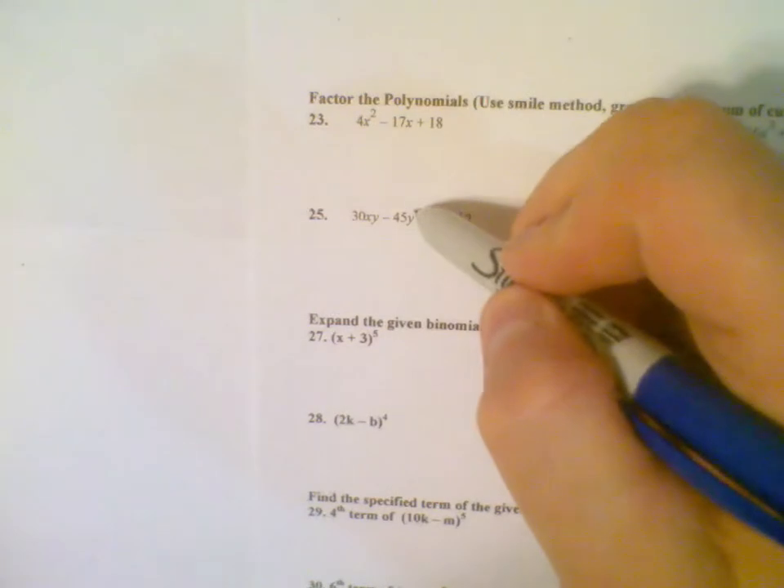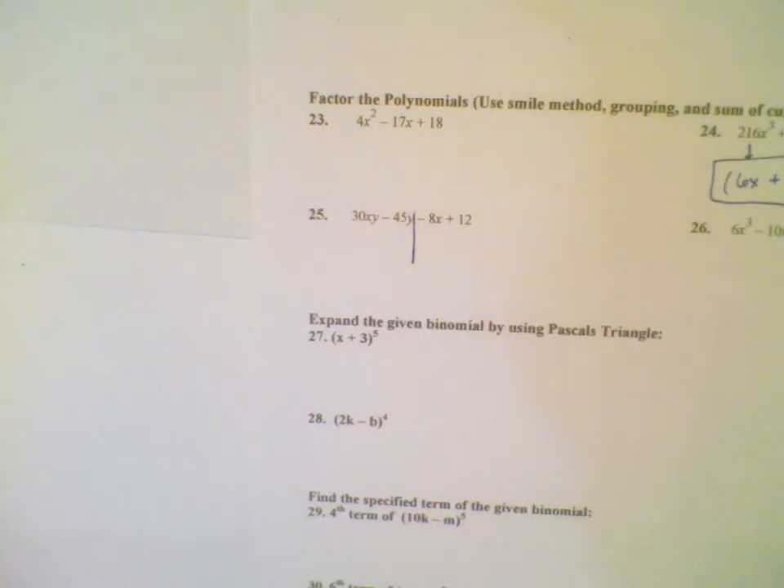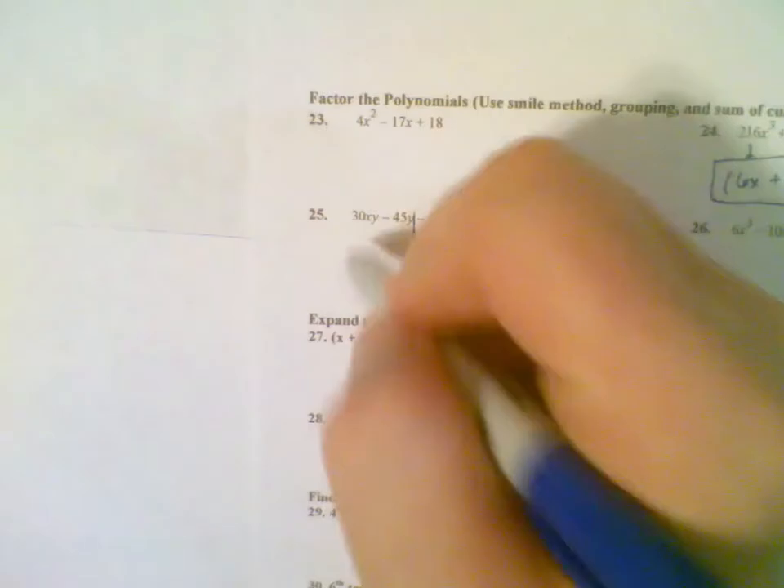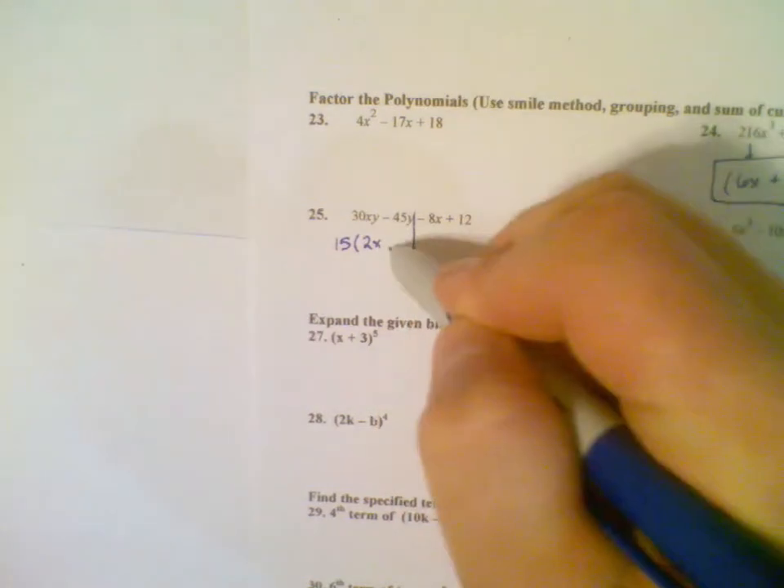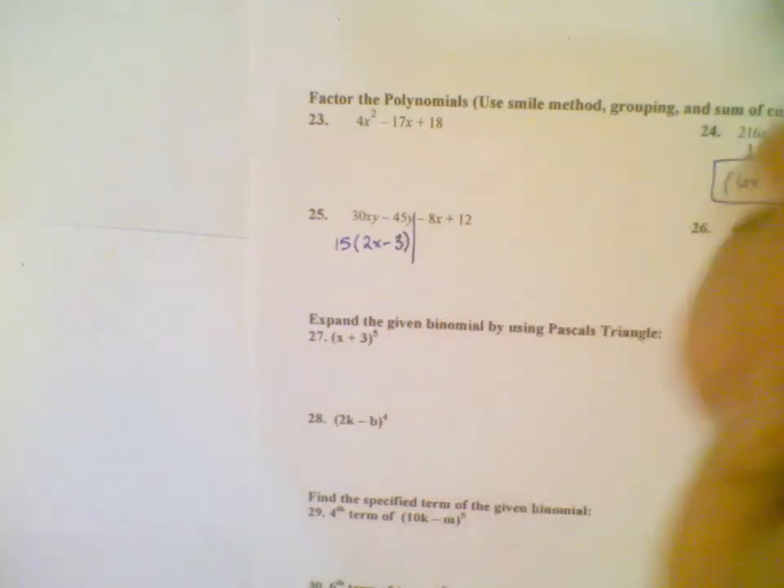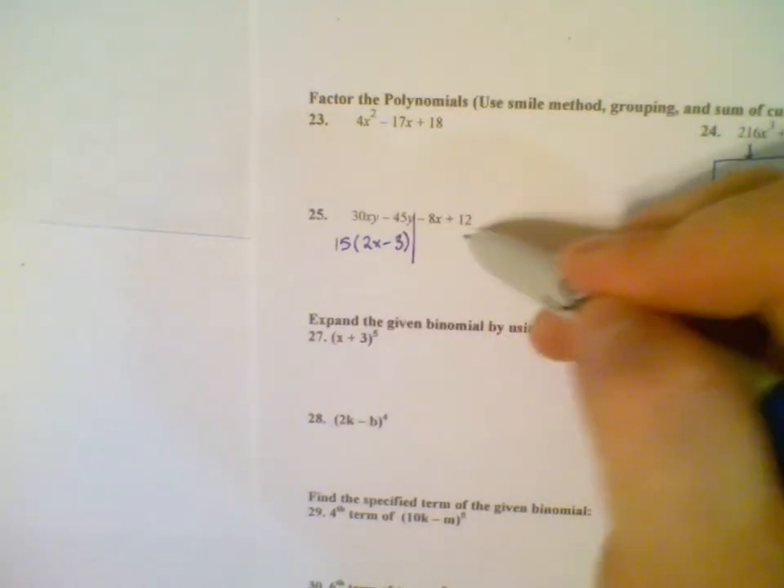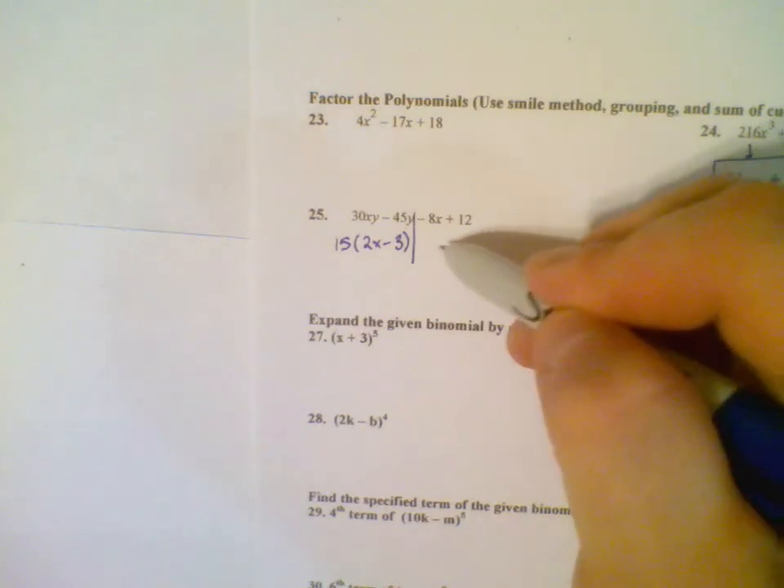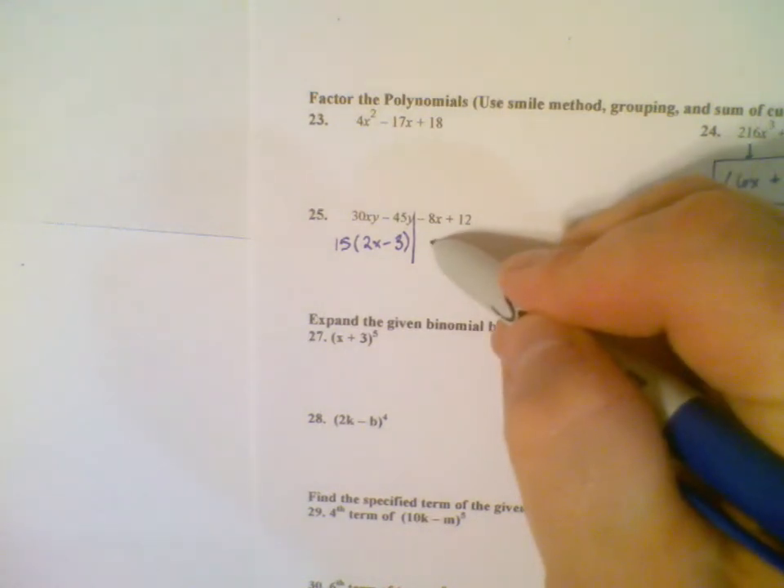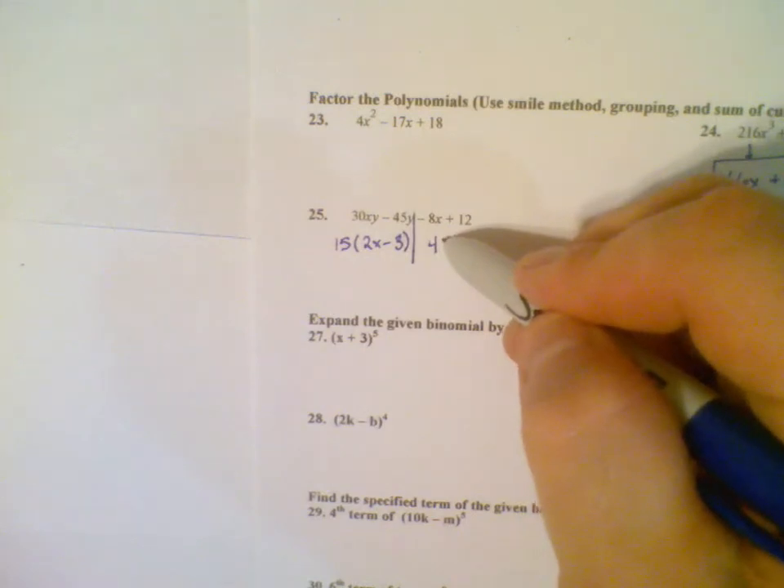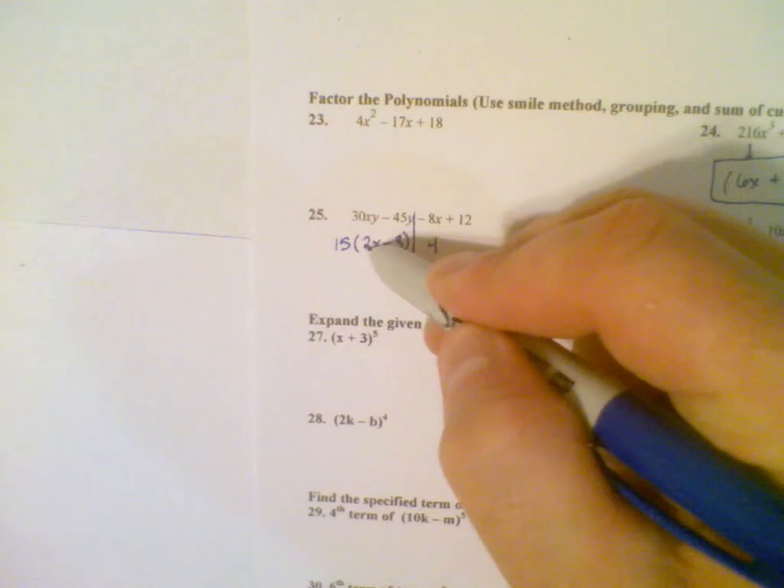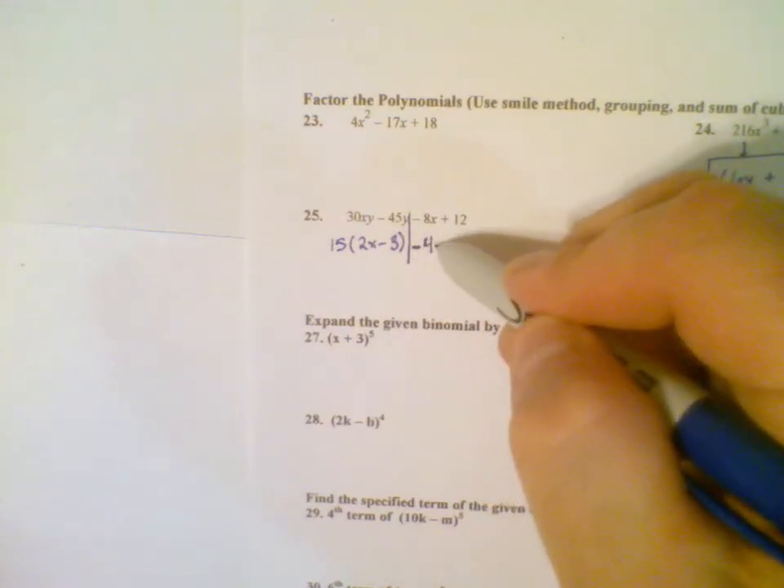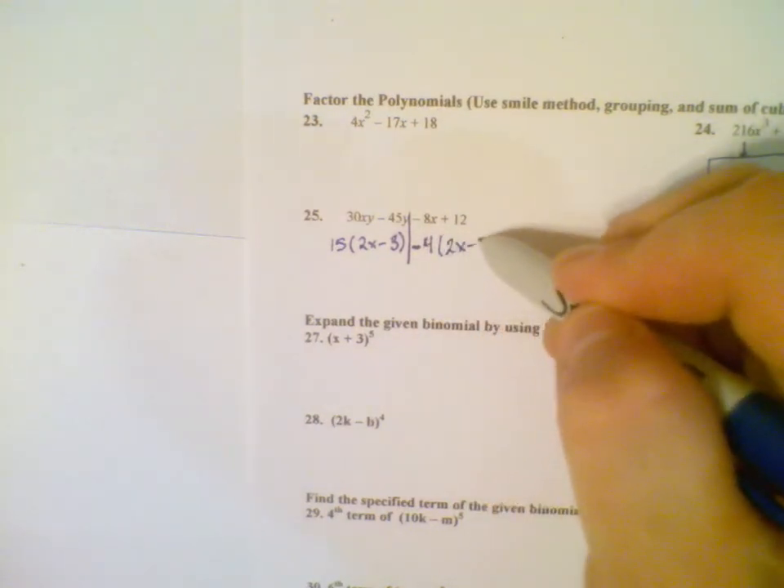25 is grouping, so I split it in half, and I did a greatest common factor of the left and the right. So on the left, you should see that you can take out a 15y. So if I take out a 15y, I'm left with 2x minus 3. And then over here, I'm going to take out a 4. So let's see what we get if we take out a 4. You can kind of see that I'm going to get a negative 2x in the parentheses, but I want a positive 2x, so I'm going to take out a negative 4. And then I'll get 2x minus 3.